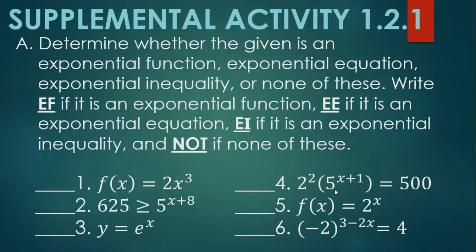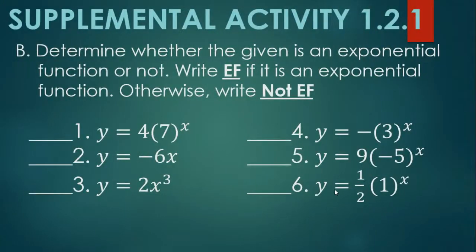For the activity, do activity 2, part A on page 9. And do supplemental activity 1.2.1. So, there are two parts here. A, determine whether the given is an exponential function, exponential equation, exponential inequality, or none of these. Write EF if it is an exponential function, EE if it is an exponential equation, EI if it is an exponential inequality, and NOT if none of these. For the second part, determine whether the given is an exponential function or not. Write EF if it is an exponential function. Otherwise, write not EF. Submission of all outputs will be on Friday.